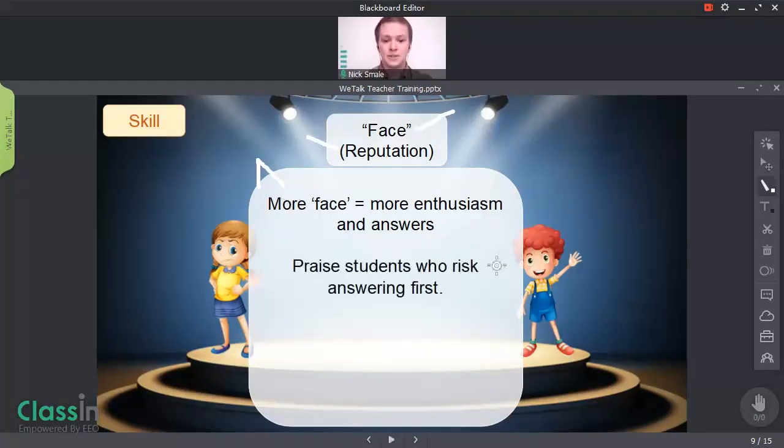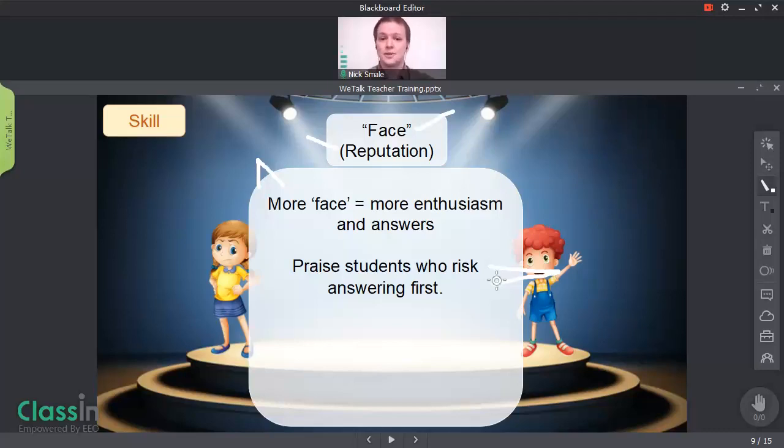So, if a student answers first, they're taking a risk. What happens if you say, no, that's the wrong answer, and you make them sit down? They will be shamed in front of everybody. Likewise, what if you praise them? Then they will be uplifted in front of everybody. It is a risk that they take. Because of this, we want to make sure that the first answer is correct.